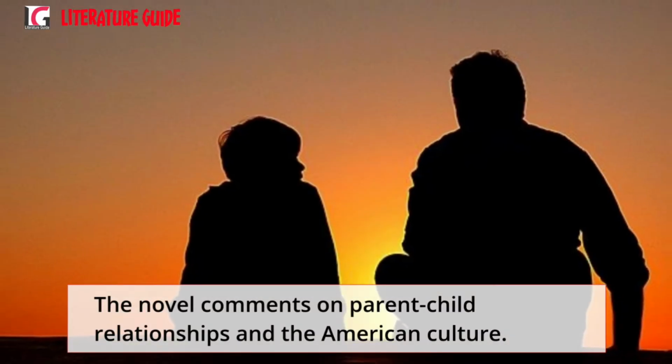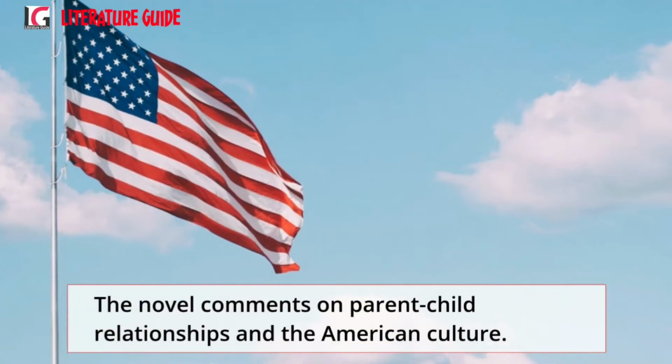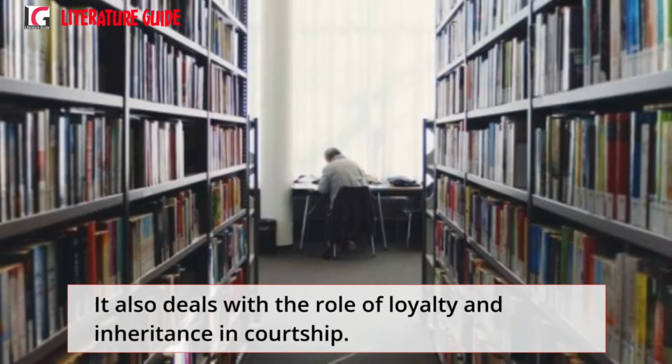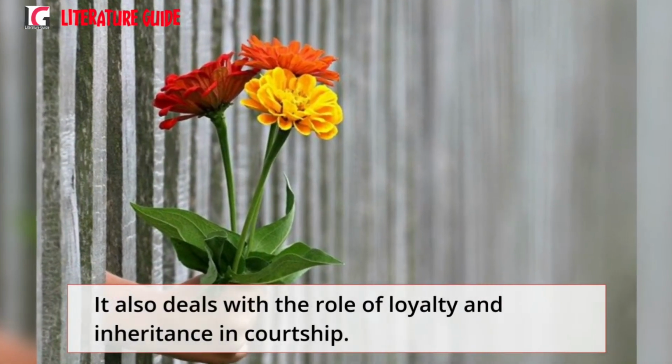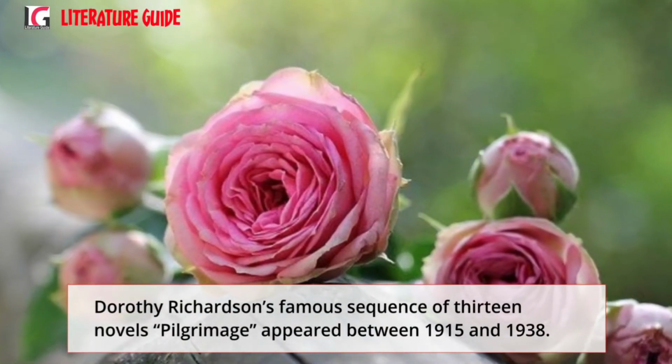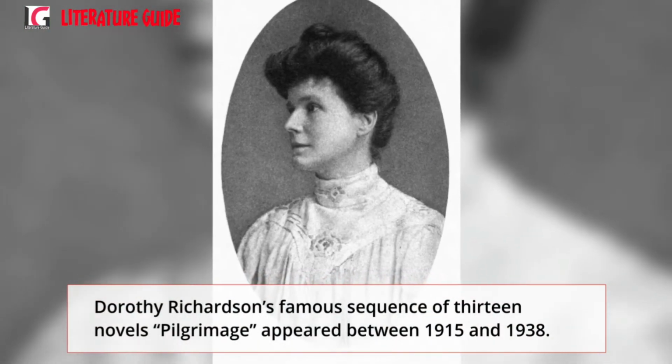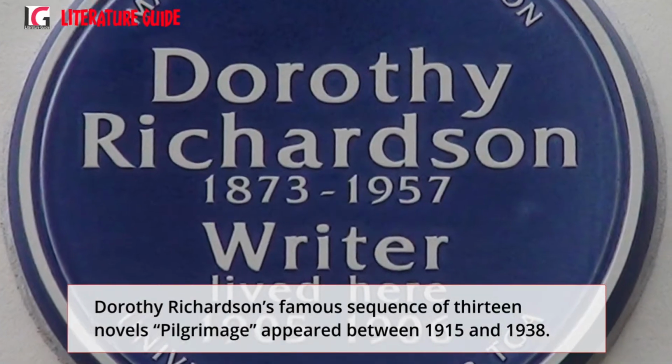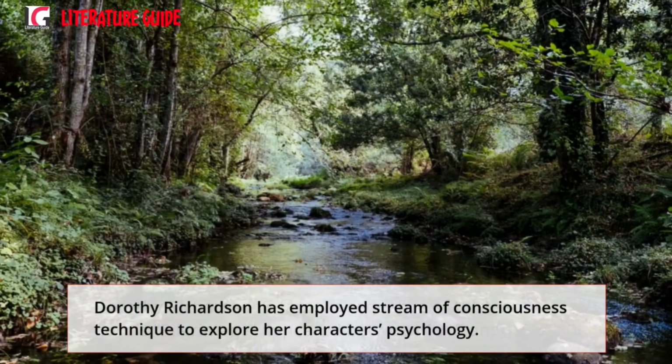The novel comments on parent-child relationships and the American culture. It also deals with the role of loyalty and inheritance in courtship. Dorothy Richardson's famous sequence of 13 novels Pilgrimage appeared between 1915 and 1938.